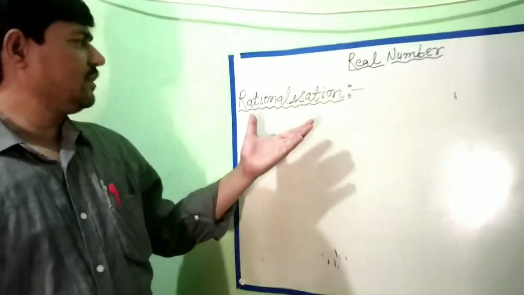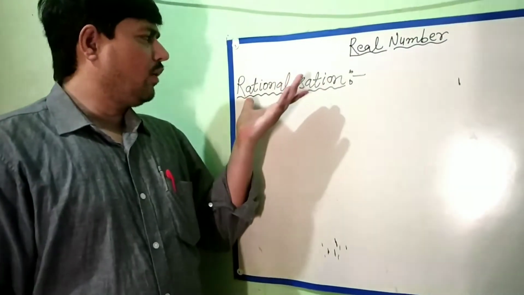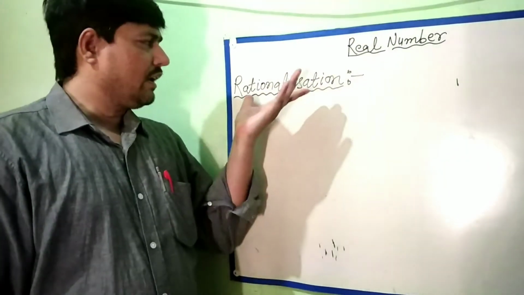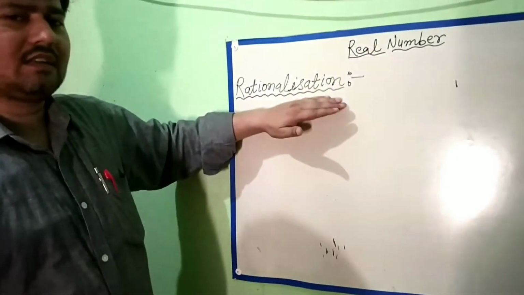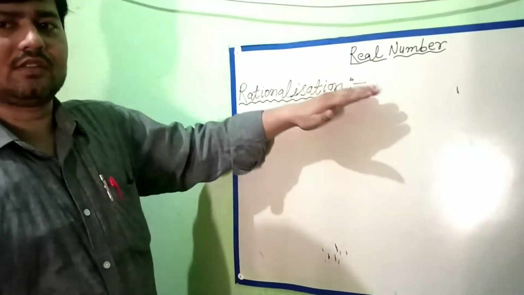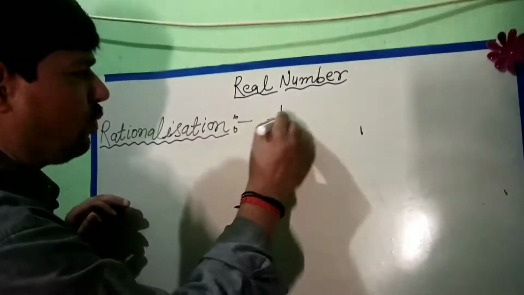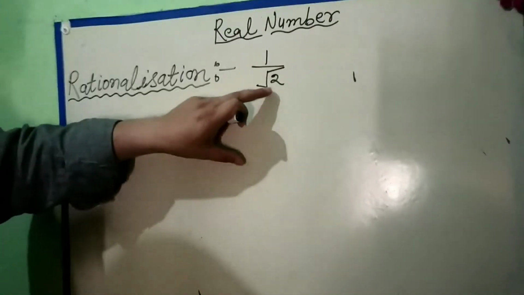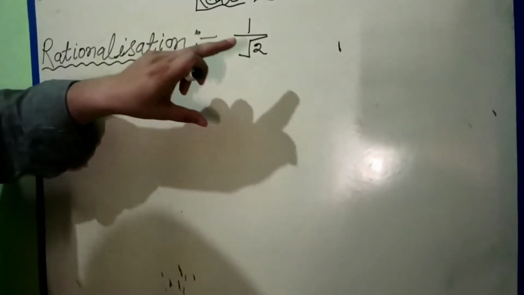So from the real numbers, the concept of rationalization we will study today. What does the word rationalization mean? Rationalization means converting an irrational denominator to rational. Suppose I write here 1 upon root 2. The denominator here is root 2, and root 2 is always irrational.